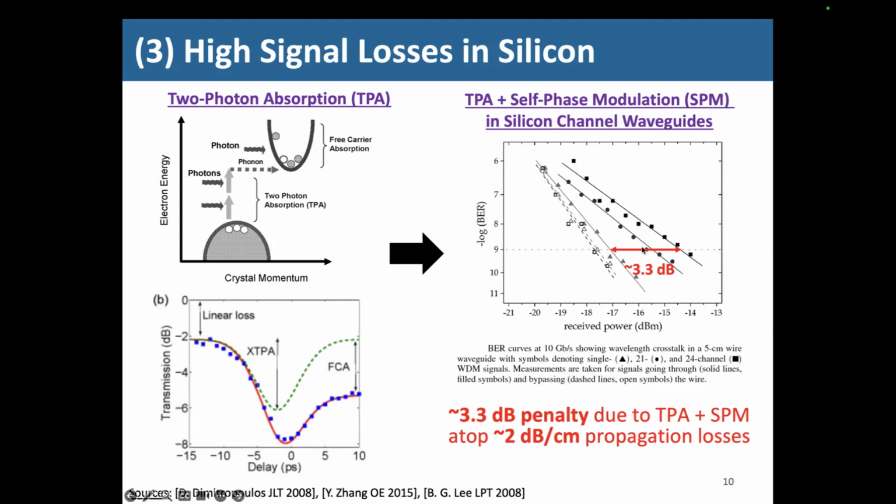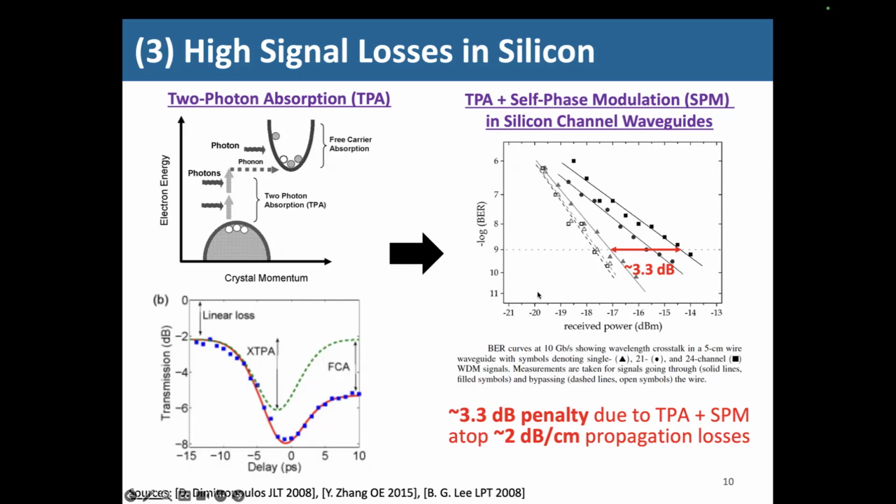So if you see in this particular example, a regular channel waveguide, 220 nanometer by 450 nanometer cross-section, was multiplexed. That waveguide had about 21 and 24 wavelength channels, versus when you had only one channel. So if you see the triangle plot, only one channel is there. The circle plot is the 21 channels and the square is 24 channels. And it turns out, compared to one channel, there is 3.3 dB extra penalty due to 2-photon absorption. And 2-photon absorption then leads to self-phase modulation in the silicon channel waveguides.